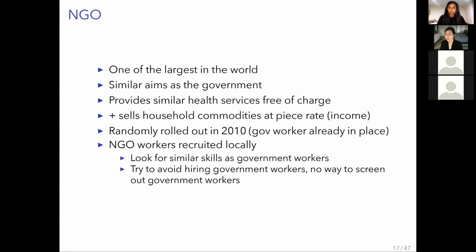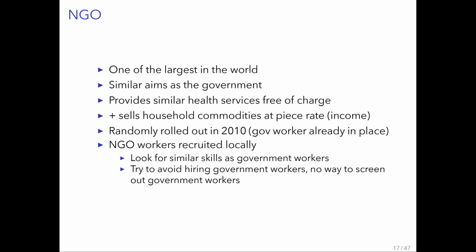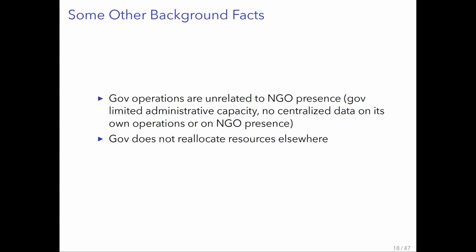Is there a question? Okay, so that's called the Avon model, and that's actually very interesting. We'll talk more about it later. Now, the NGO also recruits people locally, men or women, but in practice, again, all women. They try to avoid hiring government workers, but they have no way to systematically screen them out as of now.